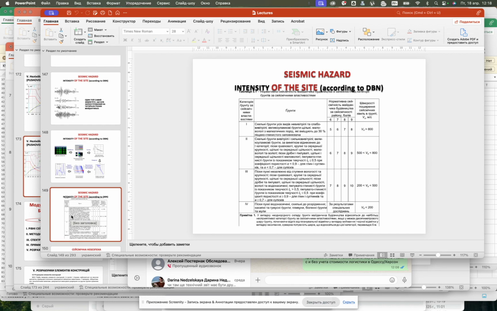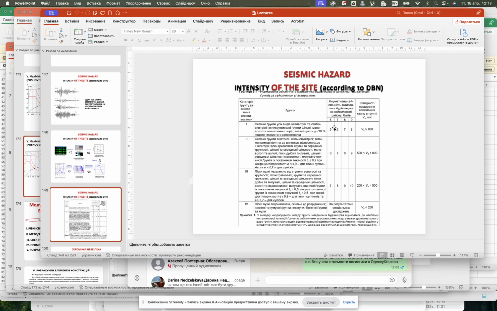For example, we have to know that all the maps of global seismic zoning are developed for the second category of soils. But in our situation, for example, with the third category of soils, according to map A we have 6 points of seismicity. For the third category of soils, we have to add an additional point, and we will calculate this exact construction site at 7 points seismicity.